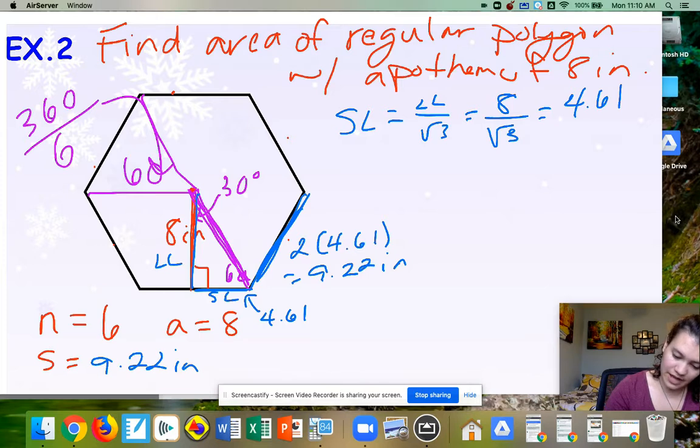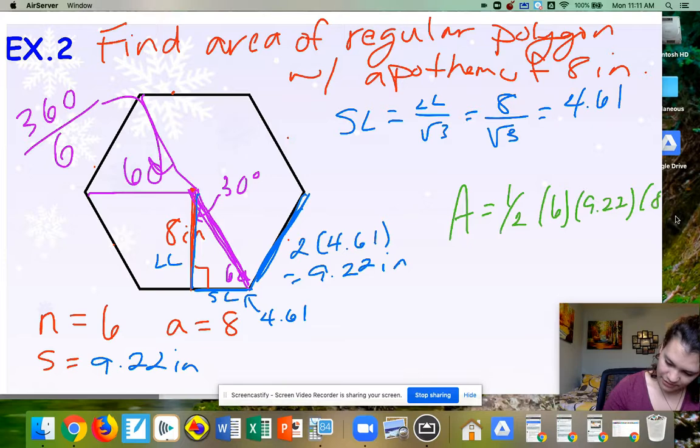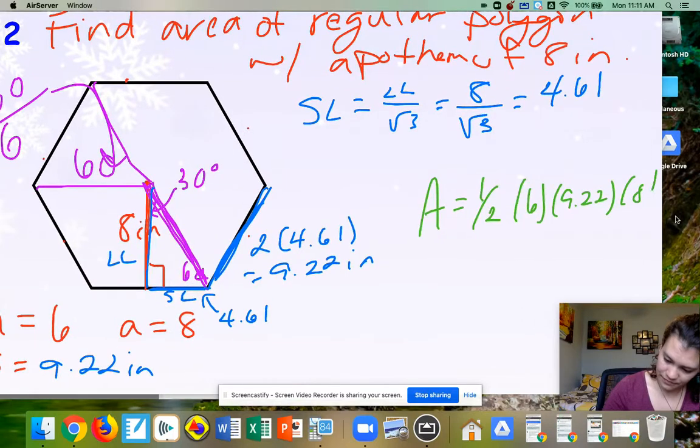And then you can use that to find your area. So 1/2 times our number of sides times our side length and times the apothem. All together, that's going to give you an area of 221.28 inches squared.